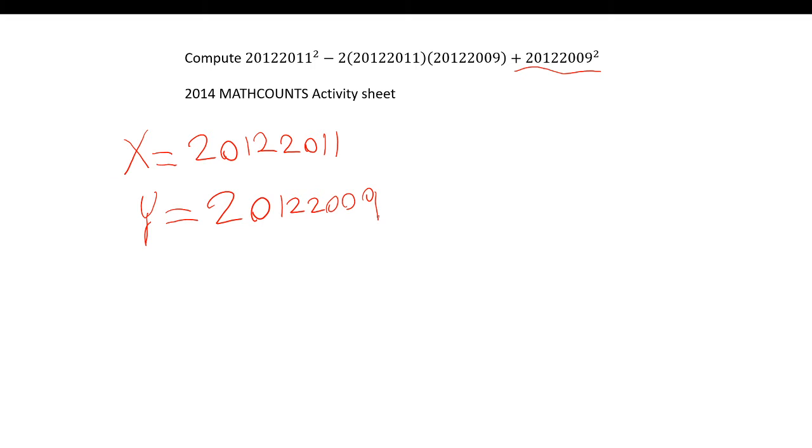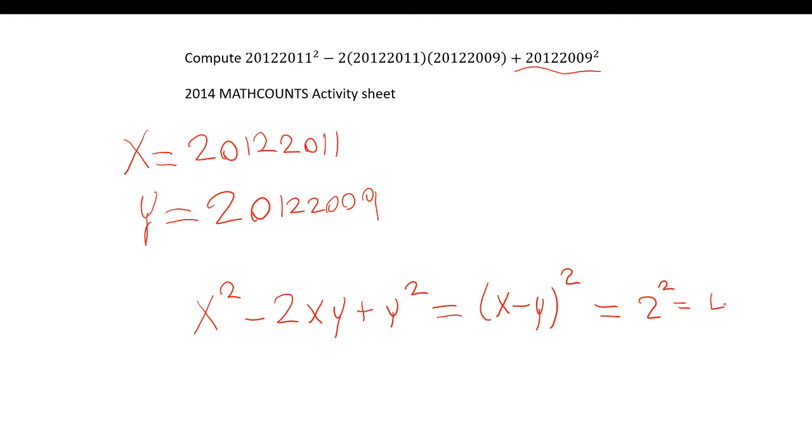So if I rewrite this expression, I get x squared minus 2xy plus y squared. And this can be factored as x minus y squared. So now we just see x minus y squared. And it's that simple. We just take the difference of these two, 2012, 2011 minus 2012, 2009. The difference of these two is just 2. And we get 2 squared as our answer, which is 4. So our answer to this problem is just 4.